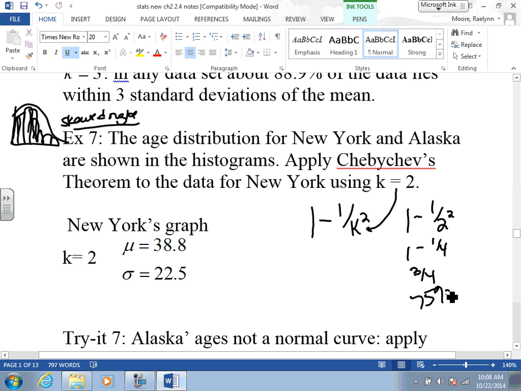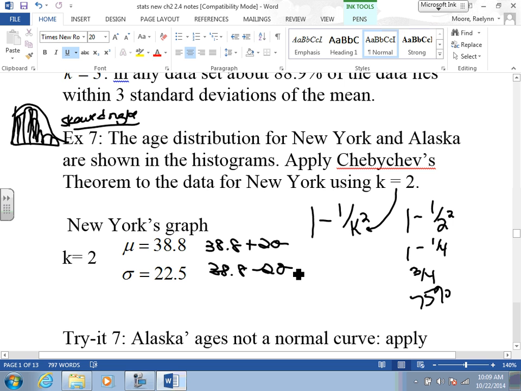Remember we said it's either going to be 75% or an 88.9%. So we know that 75% of his data is going to fall between plus or minus 2. Now, in order for us to find the actual ages it's going to fall between, we have to go back to the normal curve. So we don't know where this age falls. So we could do one of two things. We can take this guy and add 2 standard deviations, and take this guy and subtract 2 standard deviations.